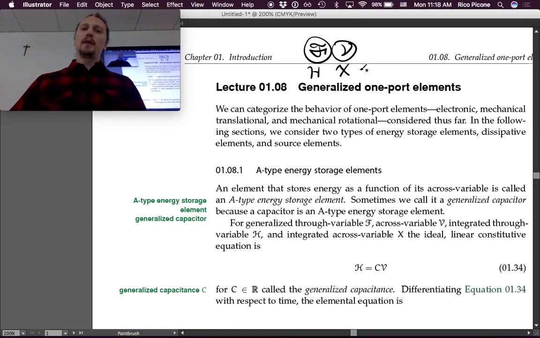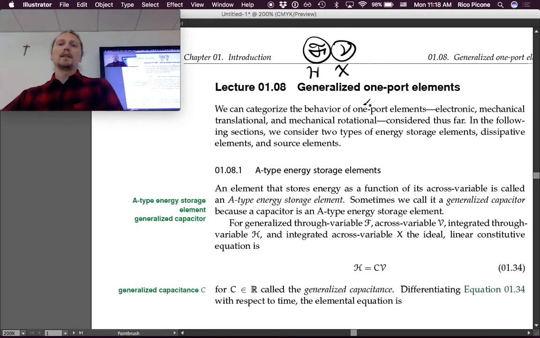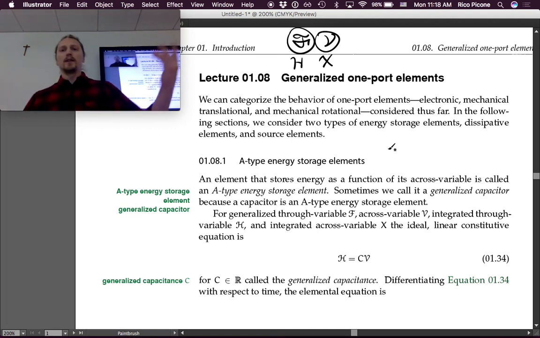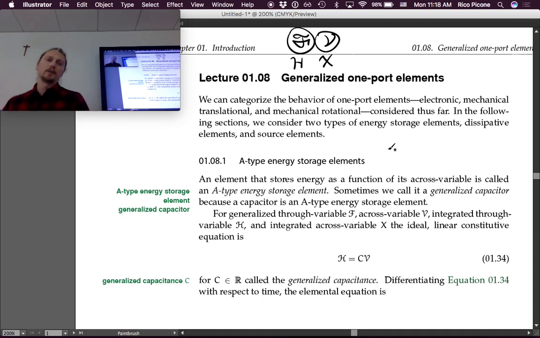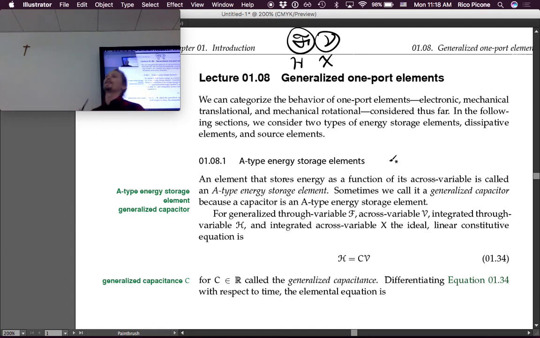So that was what we had last week, and now we're going to generalize not just the variables that we use to describe these systems, but also the elements. So we can categorize the behavior of one-port elements, electronic elements, mechanical translational elements, mechanical rotational elements considered thus far. So one-port elements, so we talk about masses, springs, capacitors, resistors, inductors, dampers, all of these different things. So we're going to put them into these different categories.